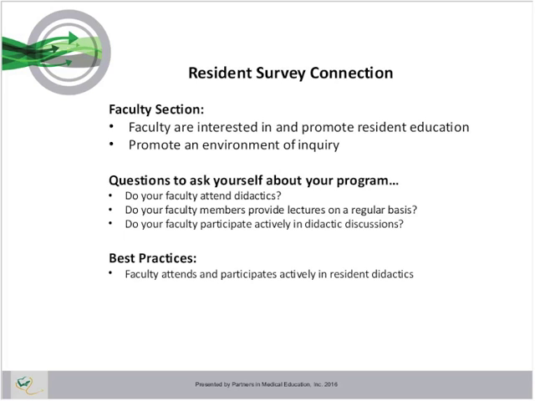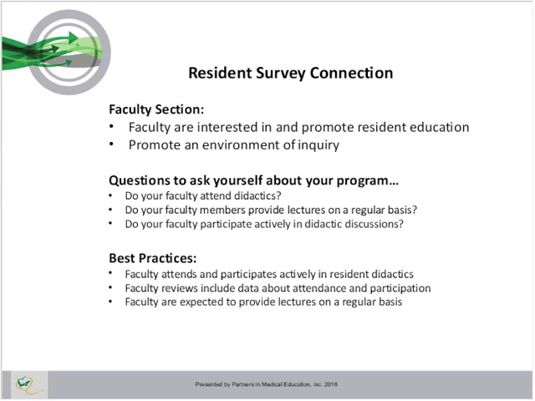Some best practices are that faculty attend and participate actively in resident didactics, and that the faculty reviews include data about attendance and participation. So when you do that annual review for each faculty member by the chair, or the chair and the program director, or the chief and the program director, that includes data about their attendance at didactics and their participation in didactics.